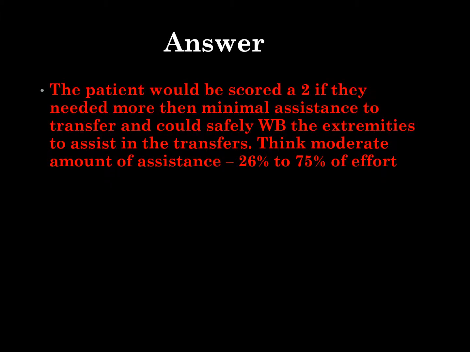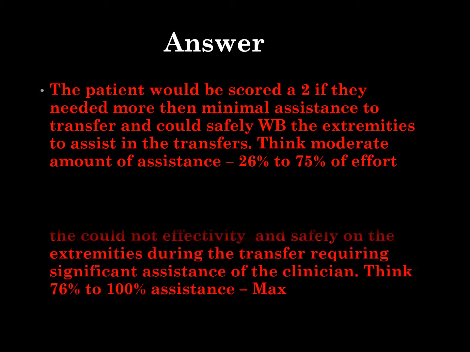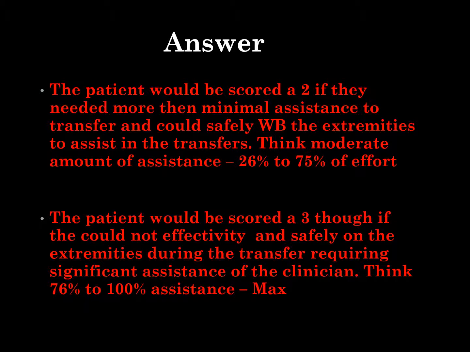So let's take a look at the answer. The patient would be scored a 2 if they could safely and effectively bear weight and transfer with the assistance of somebody else. But they would be scored a 3 if they could not effectively and safely bear weight on the extremities and transfer with help. So nothing really changes on this, but if you read the description of the question, it sounds like this patient is not very safe, and it sounds like 3 would be the most appropriate answer in this case. Again, look at the safety issue during the transfer process.